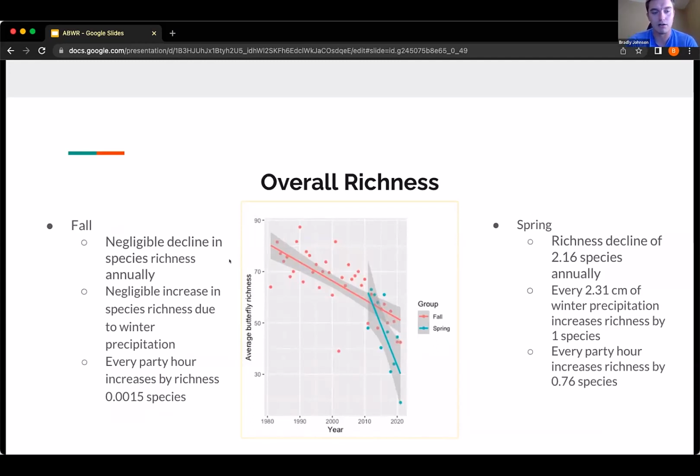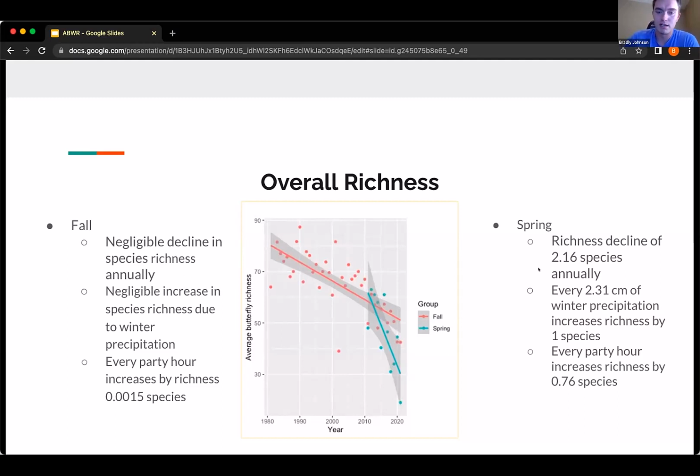Every party hour the surveyors spend out in the field, they will increase the richness by 0.0015 species. If you're curious about how negligible this is, it indicates one species every 47,000 years. And it also indicates one new species every 34,000 centimeters of rain.